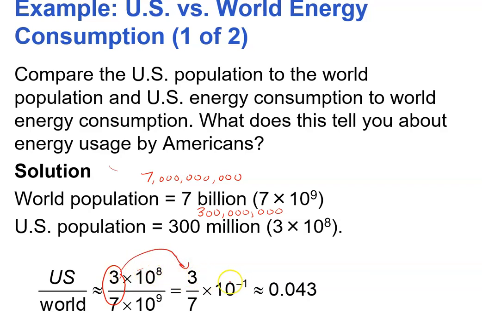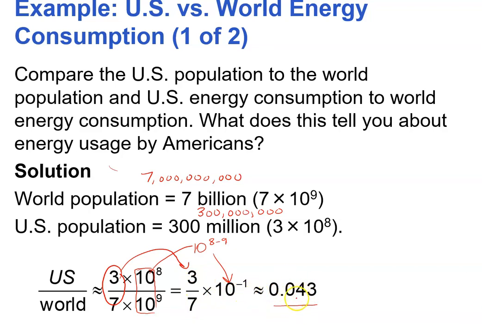And how did they come up with this 10 to the negative 1? Well, when you're dividing exponents, these have the same base because they're both 10s. The base is 10 to this exponent. So when you're combining those and you're dividing, the rule is that you can subtract them. So 10 to the 8 minus 9 gives us 10 to the negative 1. And if we simplify that, 3/7 times 10 to the negative 1, we would get this.